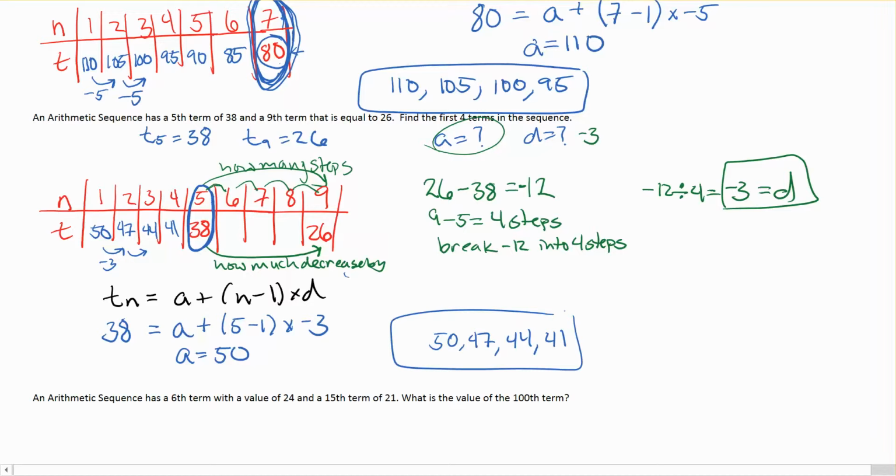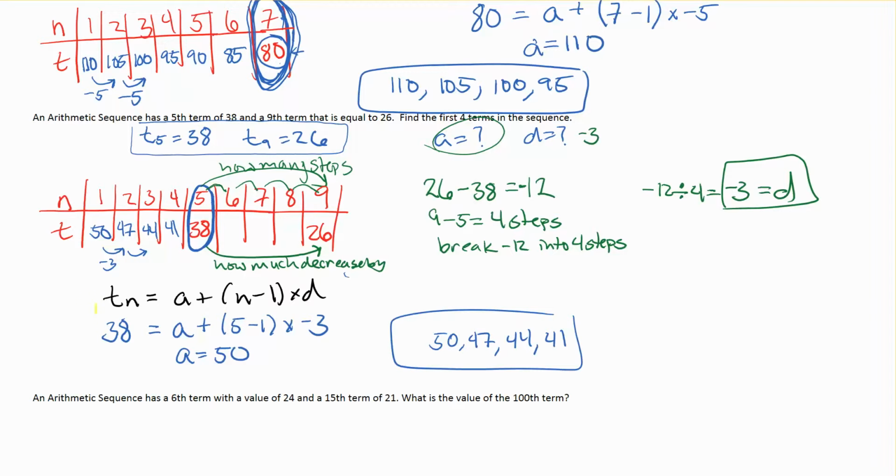So again, what I did to problem solve this question was that I looked to see what I knew: the 5th term and the 9th term I was given values for. If I put those into a diagram, I can help figure out what I don't know, which is that I didn't know the first term and I didn't know the common difference. So the common difference was the first thing that I wanted to find, and I did that by seeing how much did I decrease by? I went from 38 to 26. That was going down by 12, so negative 12. And I did that in 4 equal steps. So I'm going to break negative 12 into 4 equal steps, and I get negative 3 as my d.